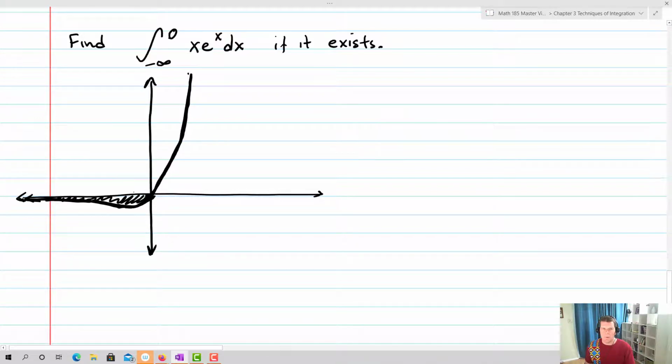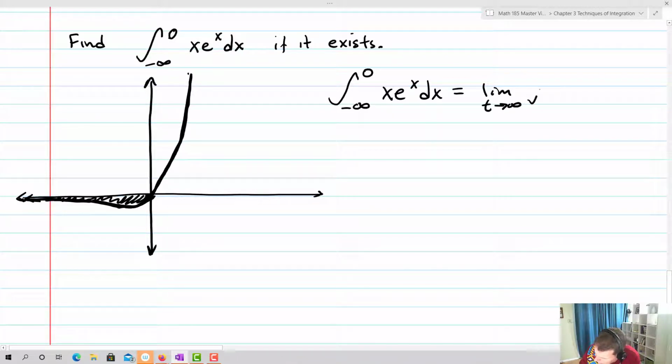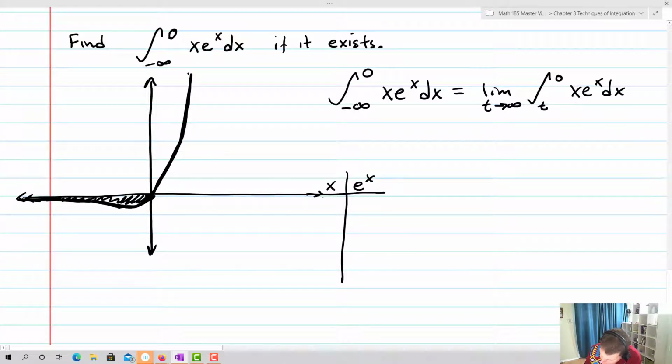So I'm going to utilize my improper integral techniques to find what that integral is, if it actually does exist. I've got the integral from negative infinity to 0 of x e to the x dx, and this will equal the limit as t goes to negative infinity of the integral from t to 0 of x e to the x dx. Then I'll use the tabular method to find this integral. I've got x and here e to the x. We'll use integration by parts. This is 1, this is 0, here's e to the x, and this is e to the x.